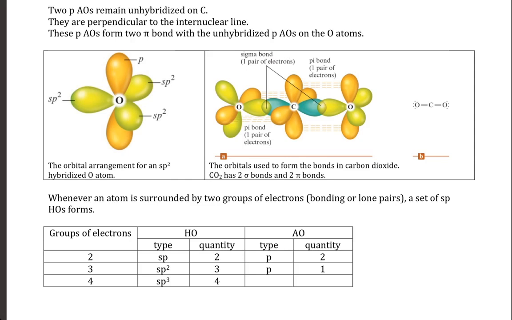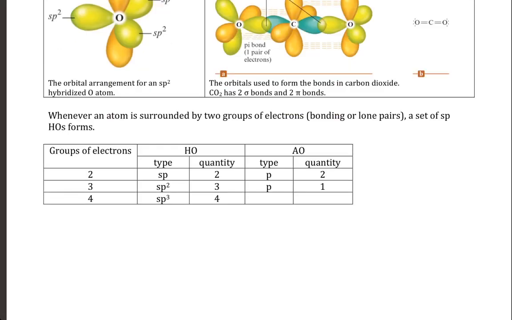by overlapping the p atomic orbitals on C with those on O that are parallel to each other. So we have the pi bond on the left side, we have the pi bond on the right side, and that would be the total hybrid orbital bonding picture of CO2. So there are 2 sigma bonds in CO2, and there are 2 pi bonds in CO2.